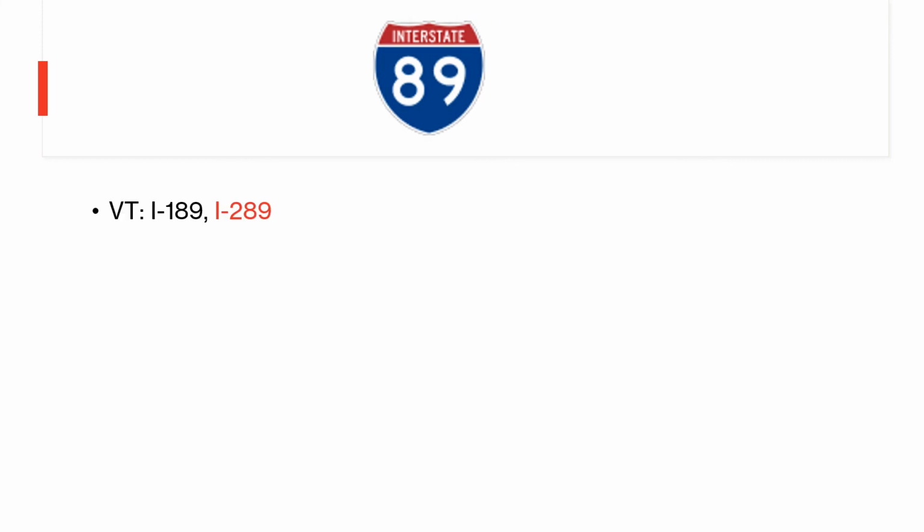I-89, you have 189 and 289. 289 was planned, but there's part of it that was built, but the rest of it was not built. And 289 actually does exist, but as Vermont Route 289 in the Burlington area.